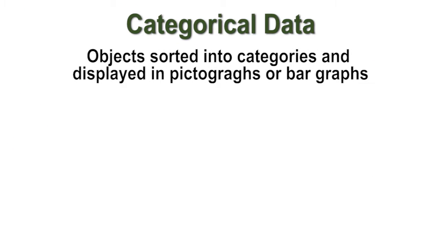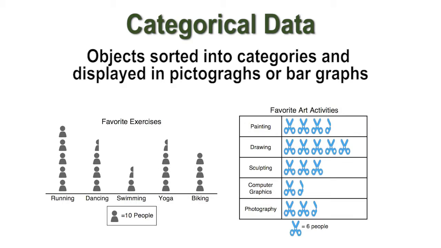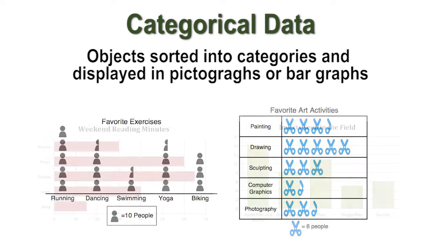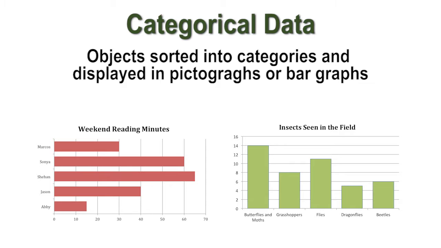Data is the other key piece of the unit on measurement. Your child will work with categorical data and measurement data. Categorical data is information displayed using bar graphs and pictographs. In third grade, students work with picture graphs where each picture represents one or more than one object. They also work with bar graphs with increments greater than 1.